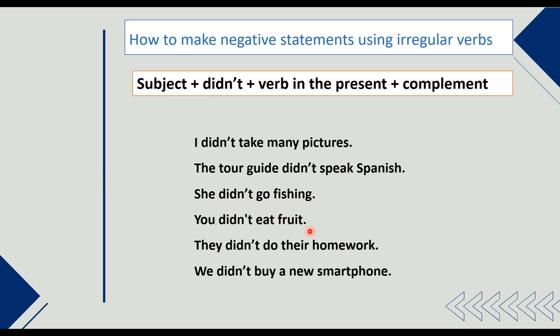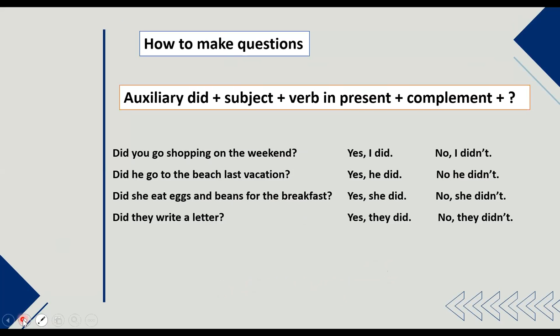You didn't eat fruit. Tú no comes fruta. Okay. They didn't do their homework. Ellos no hicieron su tarea. Okay, they didn't do their homework. And we didn't buy a new smartphone. Nosotros no compramos un teléfono inteligente. Okay, very good. Nosotros no compramos un nuevo smartphone o un teléfono inteligente. So in this way, we make negative statements. De esta manera hacemos oraciones negativas in simple past.